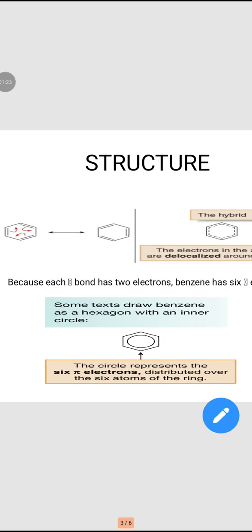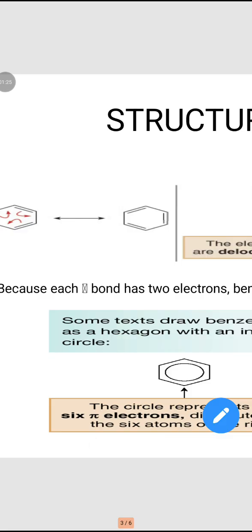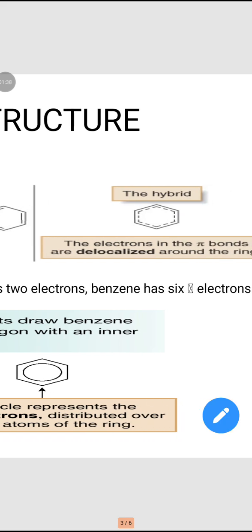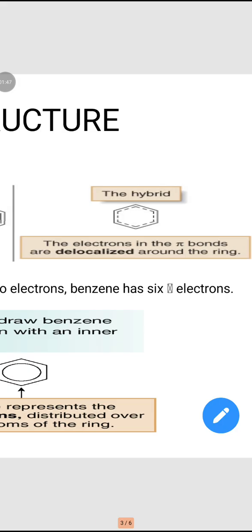This is the structure of benzene, the resonance structure. In the first structure, the double bond is converted to the next place. Then this double bond is delocalized to the next point. So this is the hybrid structure of benzene. The dotted lines mean the delocalization of electrons. The electrons in the pi bonds are delocalized around the ring.